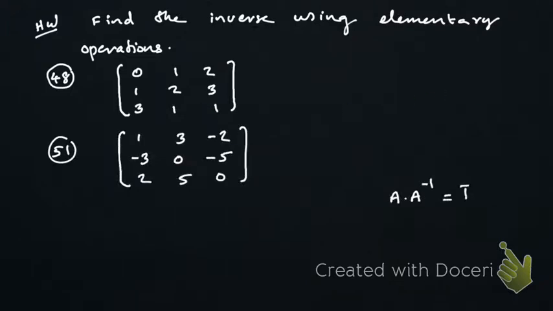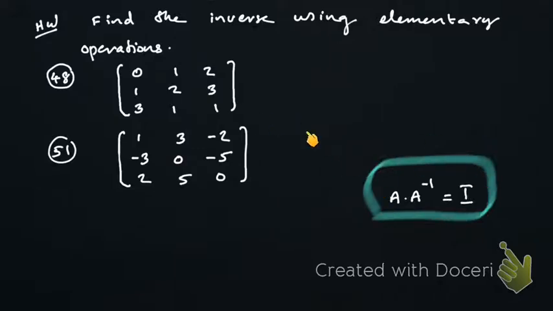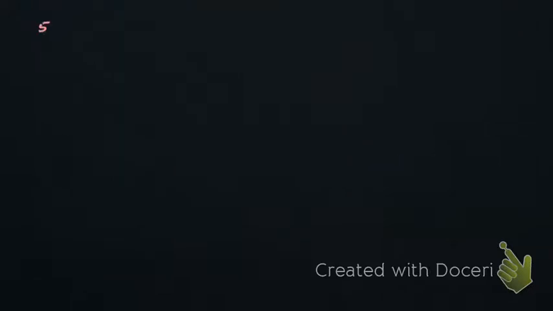And once you get the answer, how would you verify? Whatever answer you get for A inverse, you multiply with your original question. So that's my A, and the answer which you get is your A inverse, and you multiply them and see if the answer is I. If the answer is I, what you have done is correct. Your A inverse is correct. We're going to look at another question.